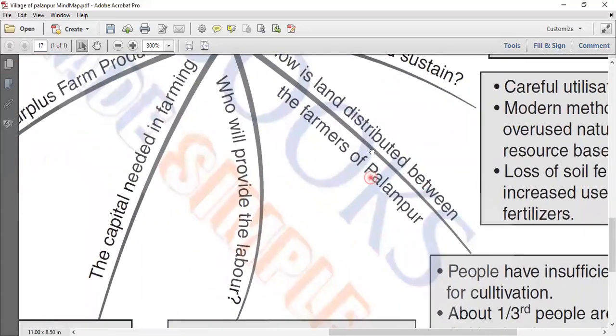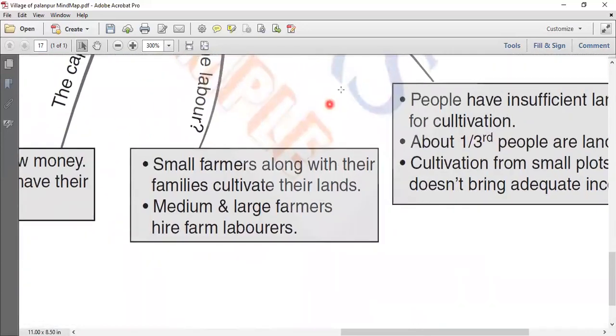Then we spoke about who will provide the labor, and you all saw that the landless farmers and the small farmers are the ones who provide labor. They not only cultivate their own lands, but besides doing that, they provide labor. So they are working on two farms, their own and also as a farm laborer at someone else's farm. Medium and large farmers hire the farm laborers.